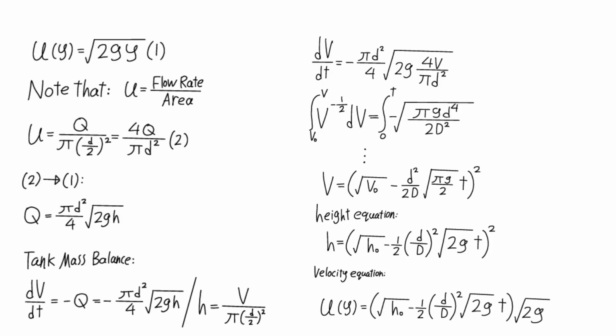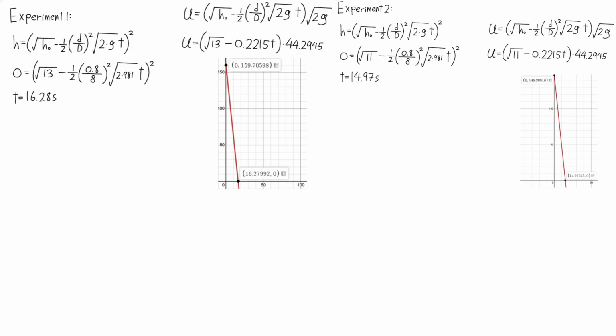For this experiment, we used the Bernoulli model to get the velocity of the water. Now, by considering the relationship between velocity and flow rate, and then taking the mass balance, we can derive expressions for the height and velocity of the water.